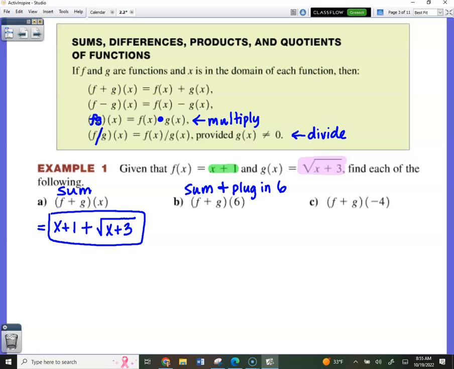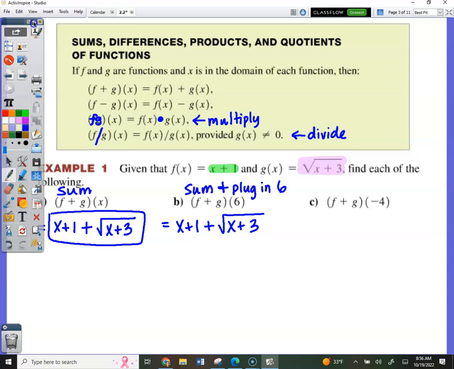Well, you need to be able to write the sum, because in my math lab, it's going to have you write the sum expression, then it's going to say, now find f plus g of 6. So you need to be able to do both. Now, the nice thing is, what did we already find over here? We already found the sum. So I'm just going to copy it right here. It's the same thing, right? But now I need to plug in what? 6. So everywhere there is an x, I'm going to plug in 6.